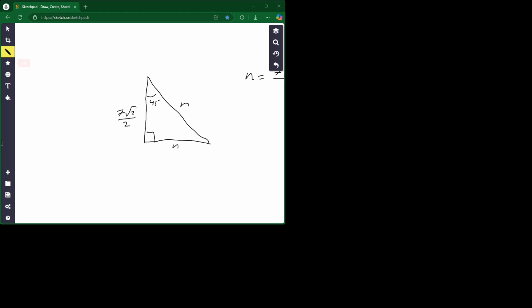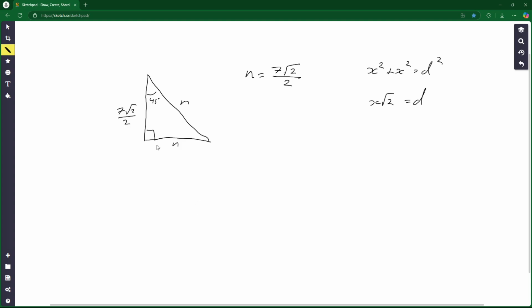Okay, I figured it out. So it is just gonna be x times root 2. So our n's are our x's, m is our d. So you're just gonna get 7 root 2 over 2 multiplied by root 2, meaning m is going to equal, just go ahead and plug this into the calculator.